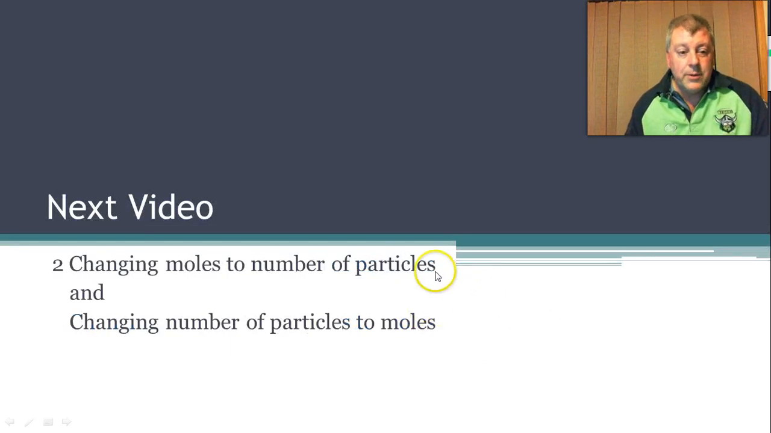In the next video we're going to learn how to change moles to number of particles and number of particles to moles. See ya.